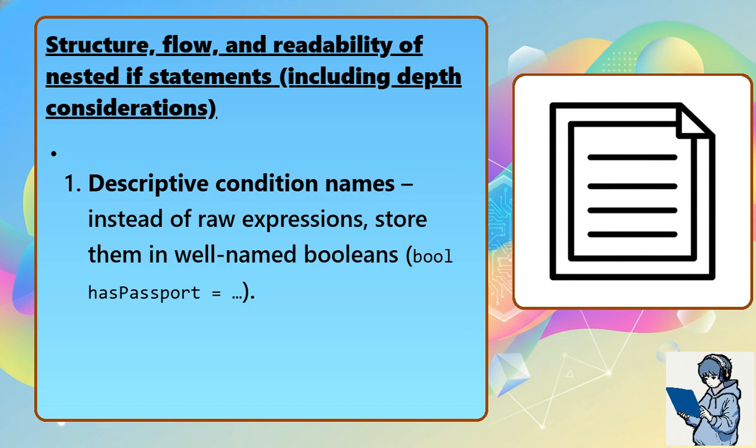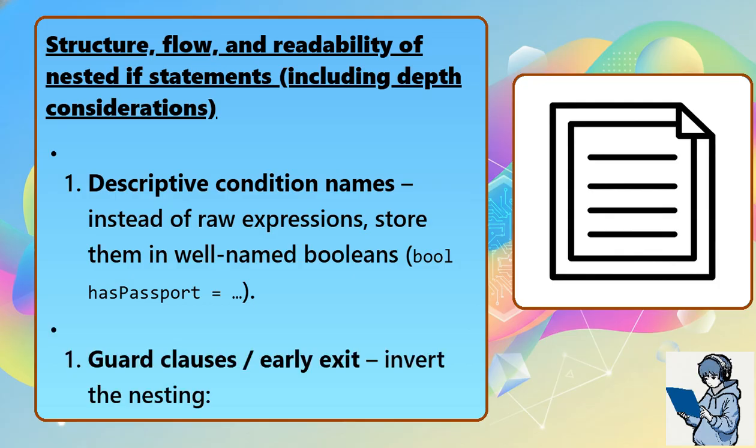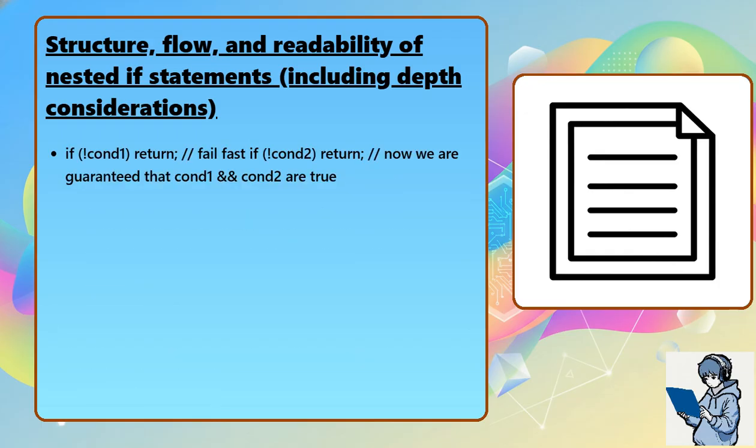Use descriptive condition names instead of raw expressions, and store them in well-named booleans, like bool has passport equals. Use guard clauses with early exits to invert the nesting. If not cond 1, return: fail fast. If not cond 2, return. Now we are guaranteed that cond 1 and cond 2 are true.